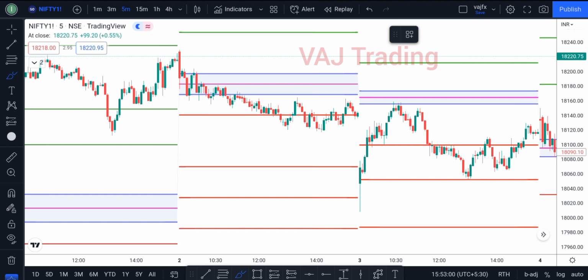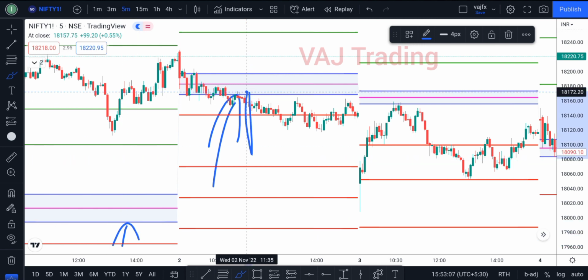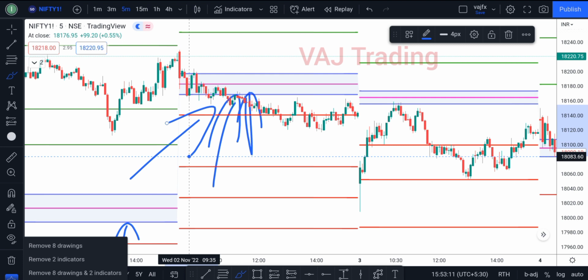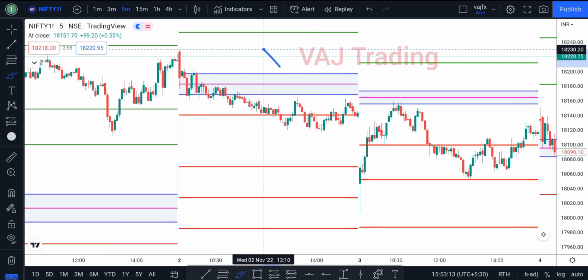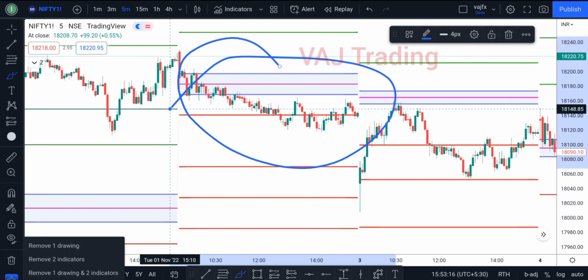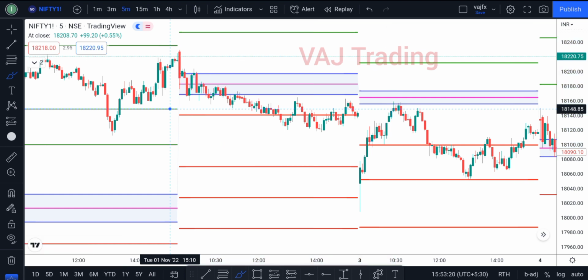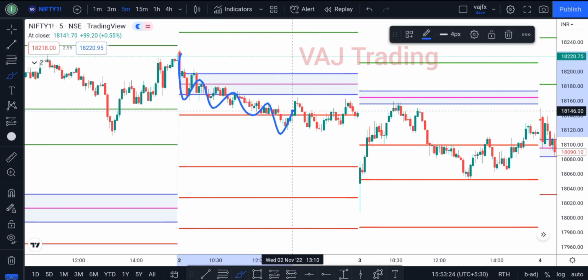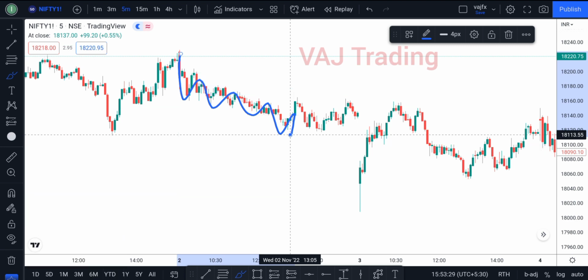What happened here? This CPR is above the previous day's CPR, which means this is an ascending CPR day. On this ascending CPR day, we will look only for buy entries. We will never look for short entries. But what happened here? We never got an opportunity for a buy entry here. Oh boy.